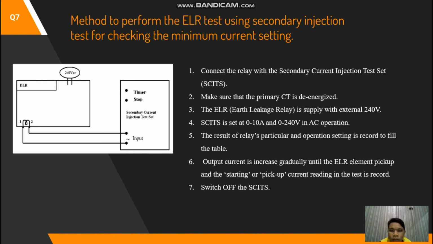Next, the ELR is supplied with external 240 volt. And then the test set is set at 0 until 10 ampere and 0 until 240 volt in AC operation. The result of relay particular and operation setting is recorded to fill the table. After that, output current is increased gradually until the ELR element picks up and the starting or pickup current reading in the test is recorded. And lastly, we have to switch off the SCITS.